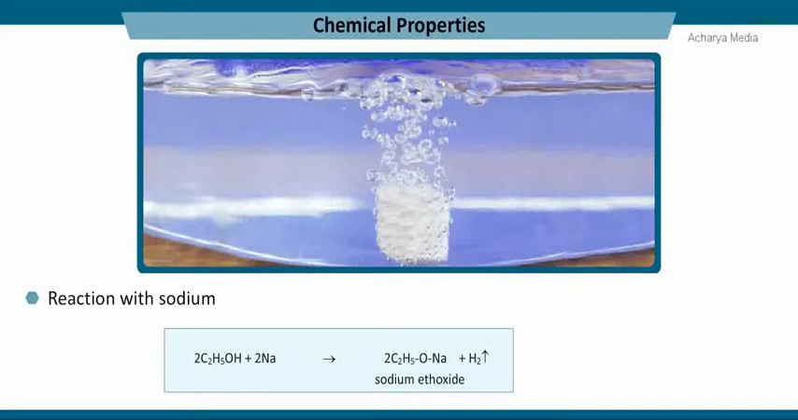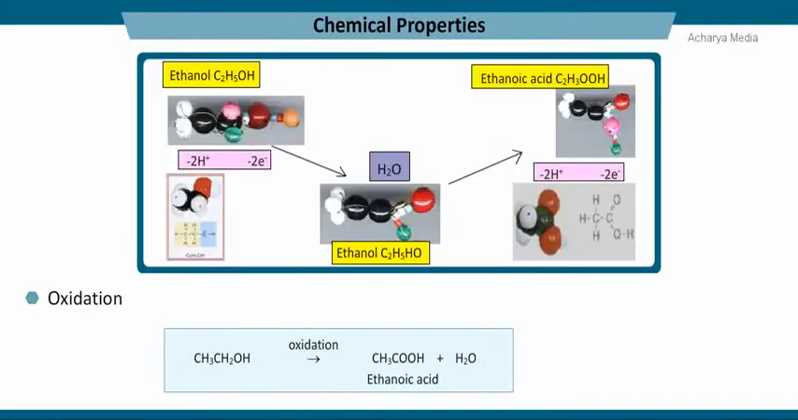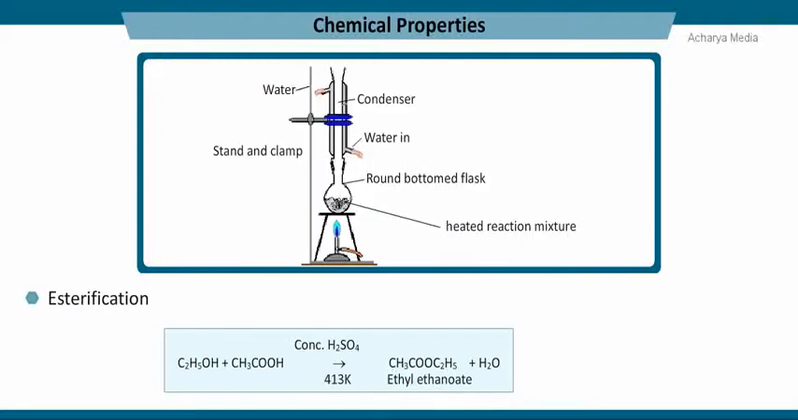Reaction with sodium. Ethanol reacts with sodium metal to form sodium ethoxide and hydrogen gas. Oxidation. Ethanol is oxidized to ethanoic acid with alkaline KMnO4 or acidified K2Cr2O7. During this reaction, the orange color of K2Cr2O7 changes to green. Therefore, this reaction can be used for the identification of alcohols.